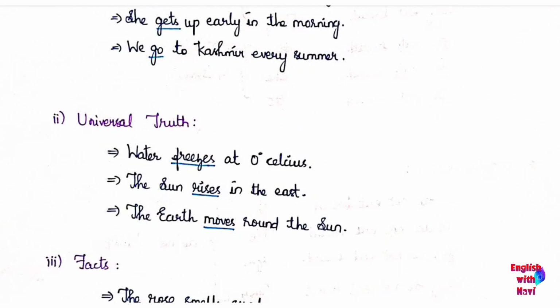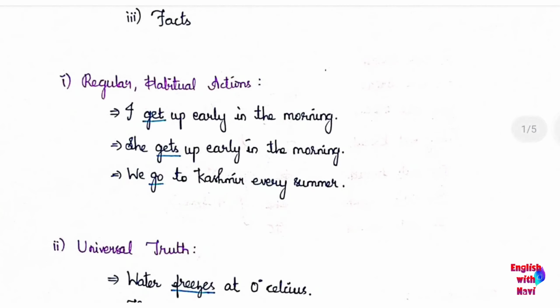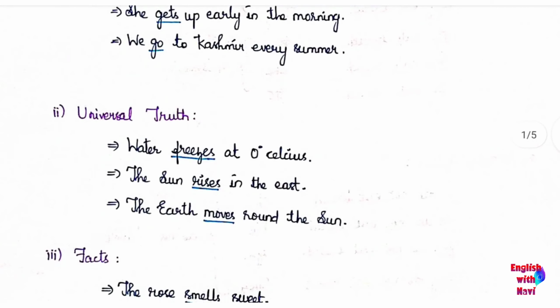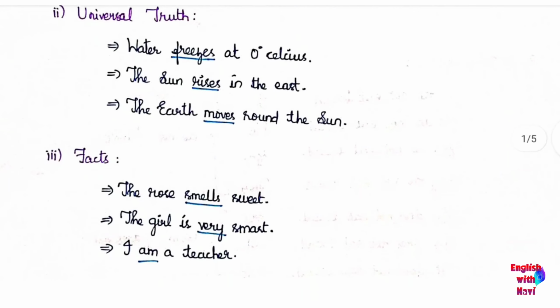So simple present tense can be used to talk about regular habitual actions, universal truth, and the third important use that you can keep in mind is that simple present tense can also be used to talk about facts. For example, the rose smells sweet. The girl is very smart. I am a teacher. When it comes to facts, it could be anything, like people or things. So remember these three uses of simple present tense.